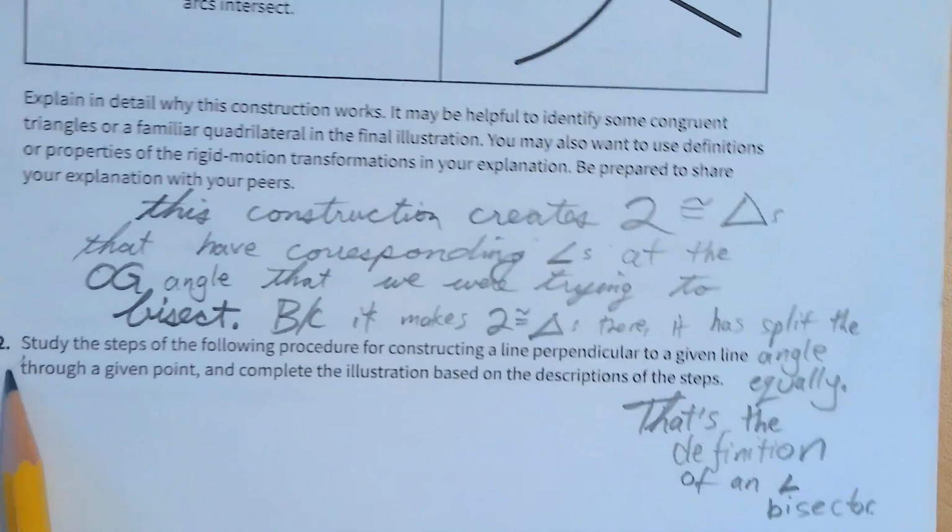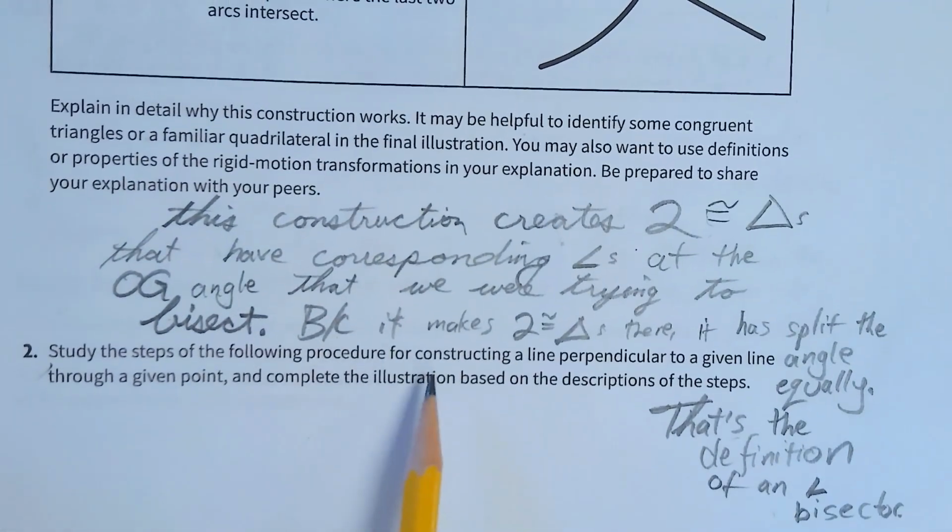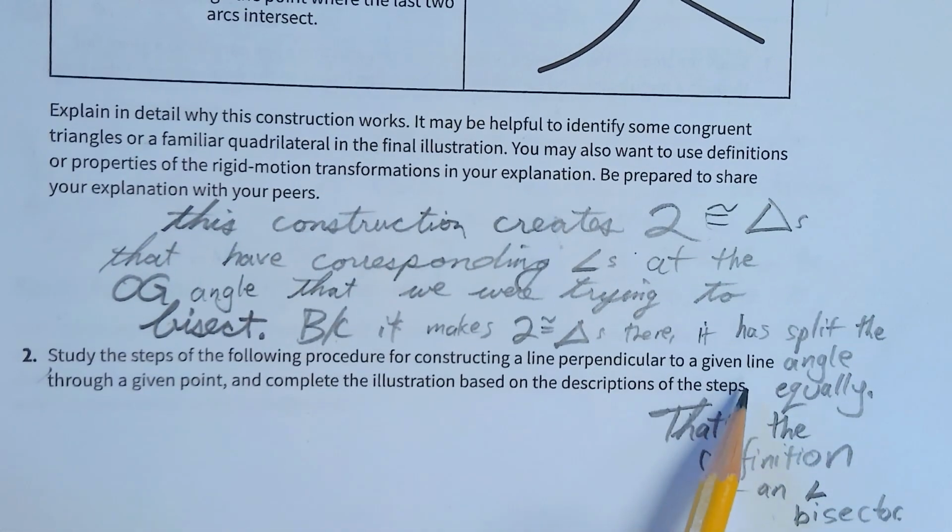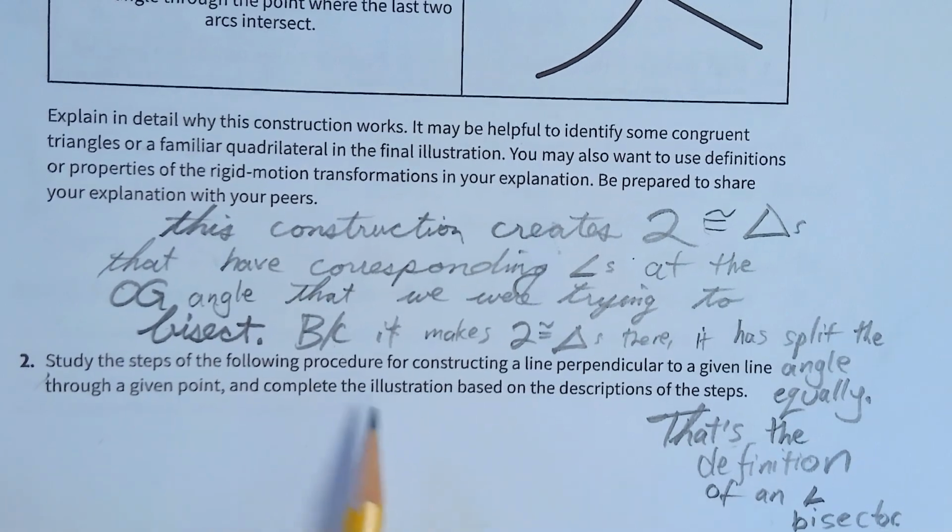The next one is number 2. Study the steps of the following procedures for constructing a line perpendicular to a given line through a given point and complete the illustration based on the description of the steps.